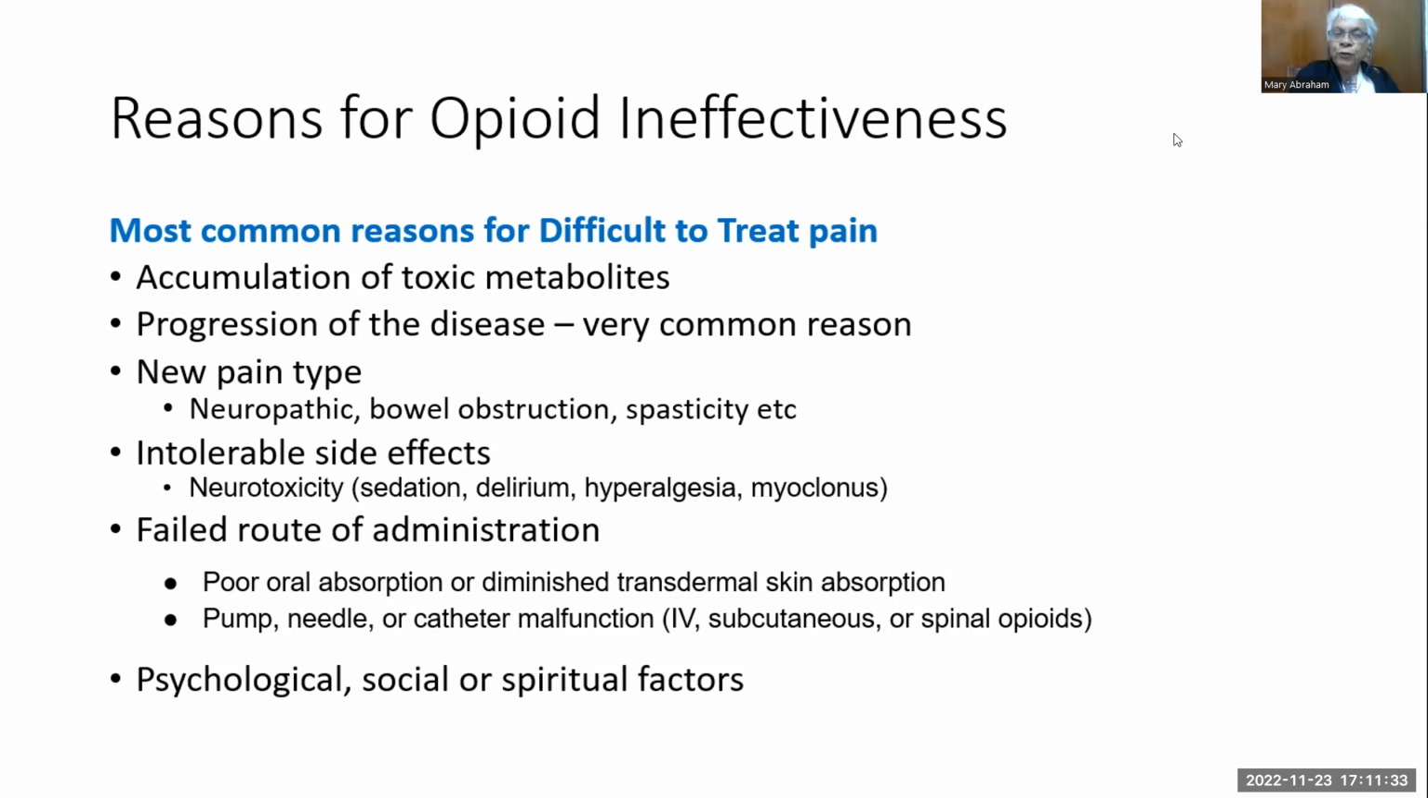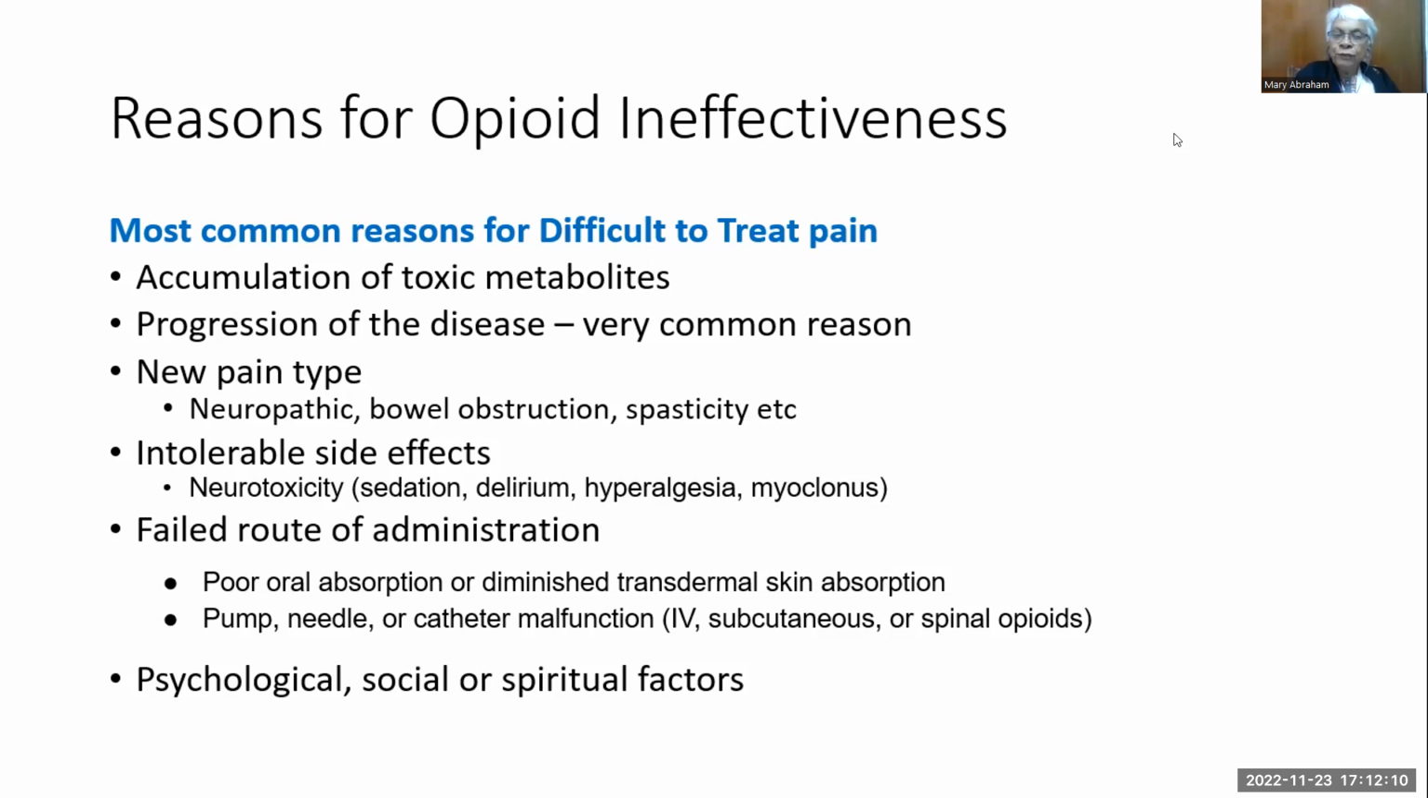Or is there a new pain type? Is there a neuropathic pain, or a new-onset bowel obstruction, like in this patient I discussed now? Or is there spasticity or muscle spasm contributing to pain? Or is there insomnia or anxiety? So you have to see the various causes that can be contributing to the new pain type. Or are there intolerable side effects? Like I said, when there's an accumulation of toxic metabolites in the case of morphine, you can get neurotoxicity, and that itself will prevent you from escalating the dose of morphine.